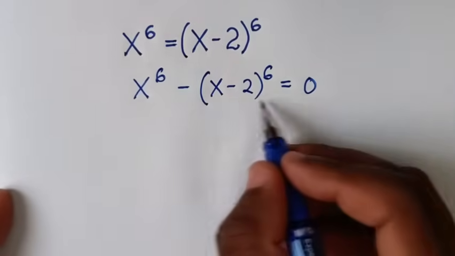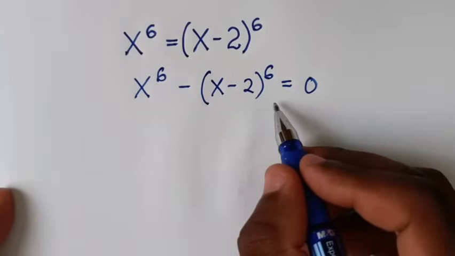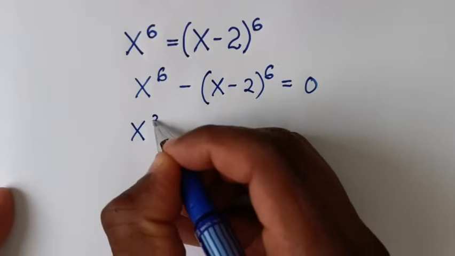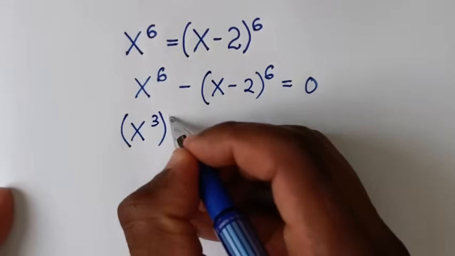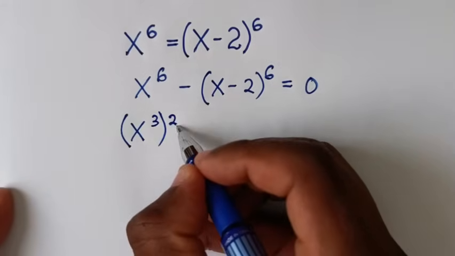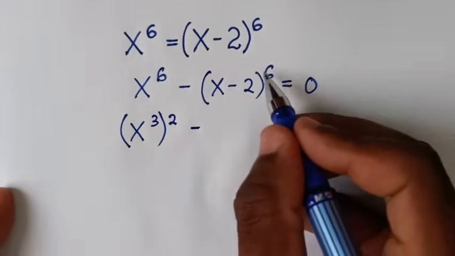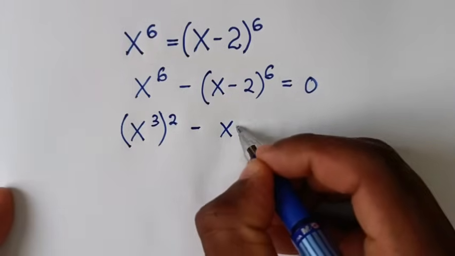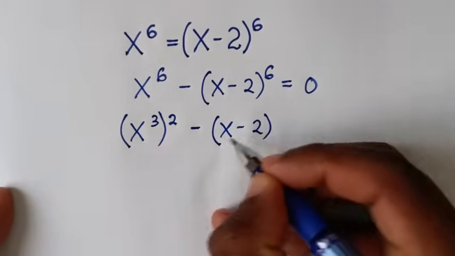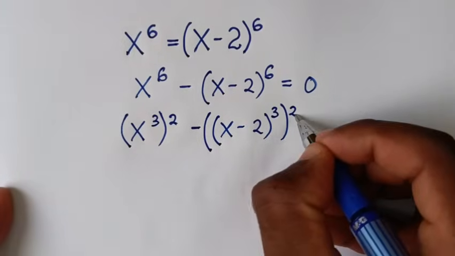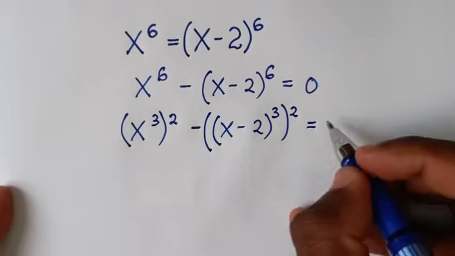Now, in the left side, we make it in the form of a perfect square. So x^6 into square is (x^3)^2, because power of 3 times power of 2 is power of 6. Then minus this into square, it will be ((x - 2)^3)^2, then it is equal to 0.